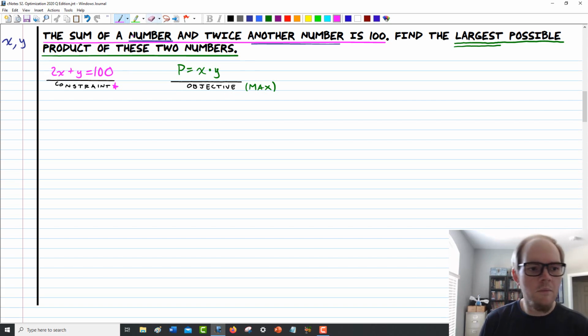What are we going to do? Same thing we did before. We're going to take our constraint equation and solve for one variable in terms of the other.